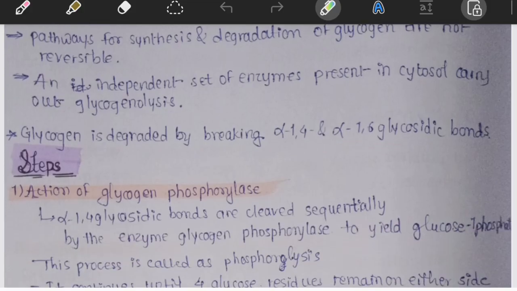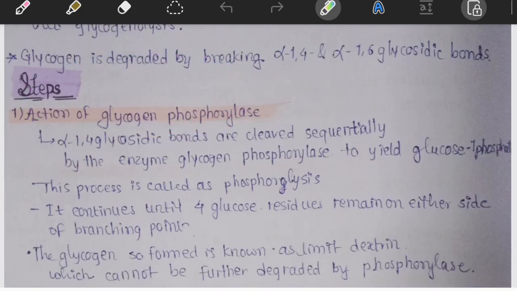Now let's meet the star enzyme, glycogen phosphorylase, in step 1. This enzyme removes glucose one molecule at a time from the non-reducing ends of glycogen. Notice something interesting: it does not use water. Instead, it uses inorganic phosphate. This process is called phosphorolysis. And instead of releasing free glucose, glycogen phosphorylase releases glucose 1 phosphate.